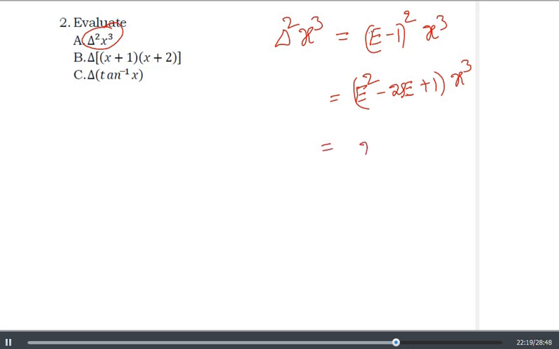And what is it? This is E square. Now we must be careful. E square means you can write x plus 2h whole cube minus 2 into, and this means E acting on x cube will give us x plus h whole cube, plus x cube. Okay, and after simplification, I hope you can see the answer here.